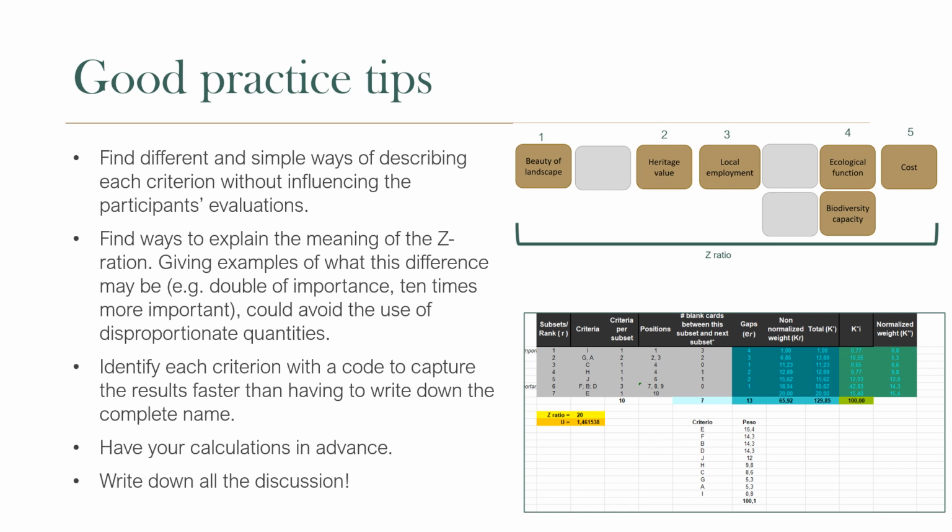Identify each criterion with a code to capture the result faster than having to write down the complete name. This is why it's also useful to have a photo of the final arrangement, and to have your calculation in a spreadsheet in advance. In the figure you can see an example of how this spreadsheet can look, how each criterion is organized in a subset or rank, and how that is transformed into a normalized weight. And the most important part: write down all the discussions, individual and collective ones.